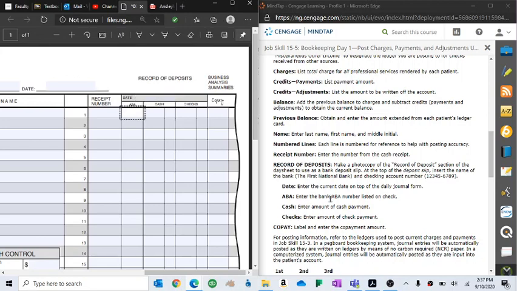Then we have enter the bank ABA number listed on the check. So if they've written a check, that's what you would put there. The cash, we're going to write the amount of cash. Checks, you would write the amount of checks. Copay, you would write the amount of copay. So label and enter the copay amount right there. So that's how you're going to do your payments that are posted.